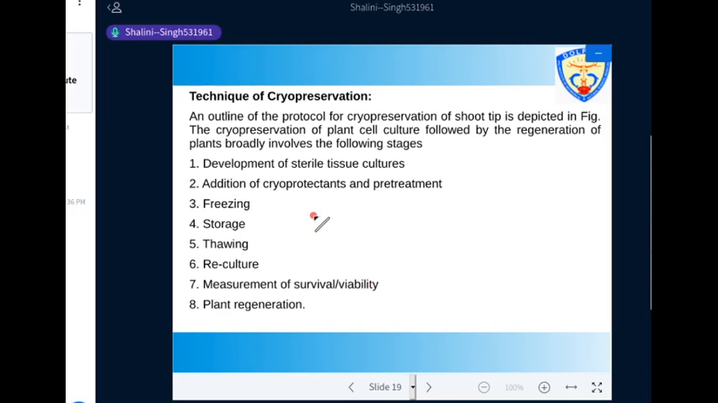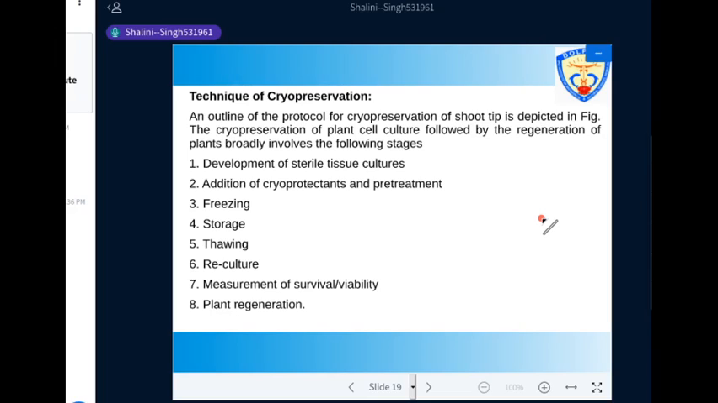Technique of cryopreservation. This is an outline of the protocol for cryopreservation of shoot tip that has been depicted in the figure shown on the next slide. The cryopreservation of plant cell culture followed by the regeneration of the plant broadly involves the following stages. That is the whole technique of cryopreservation.